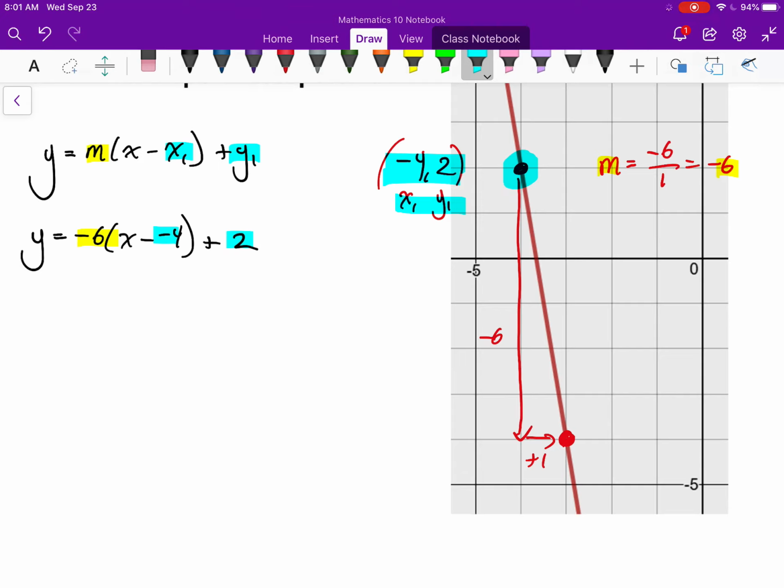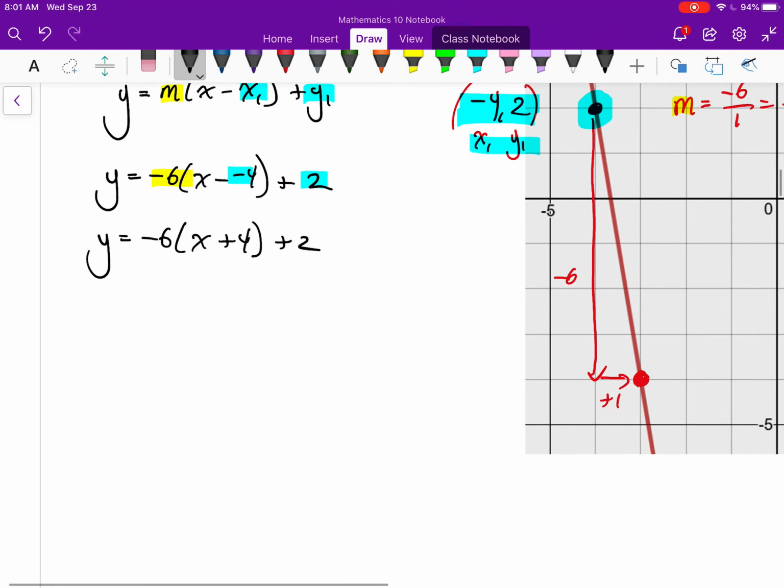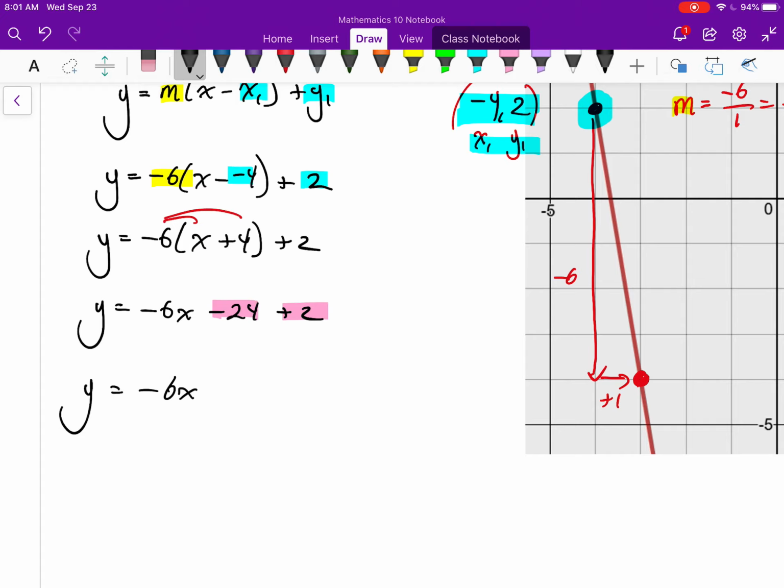Well, inside the brackets, x take away negative 4 is a slightly messy way of just saying x plus 4. I like that better. And now I just need to clean this up to put it in slope-intercept form. So I distribute the negative 6. And then combine these like terms at the end, which will give me my y-intercept. There we go. So that equation there is in slope-intercept form.